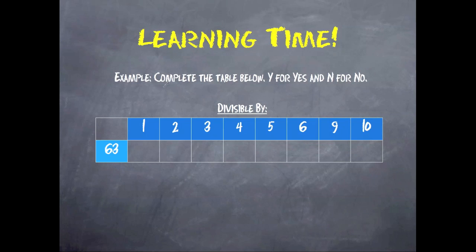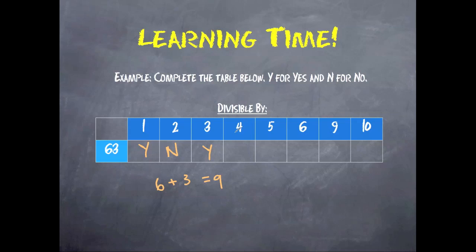So, time to do an example. So for our example, we need to complete the table below and put a Y for yes and an N for no if the numbers here can divide into 63. So first we check, is 63 divisible by 1? Answer is yes, because all numbers are divisible by 1. Then we have to check if it's divisible by 2. Since 63 is not an even number, then the answer is no. For 3, we have to add 6 plus 3, and we get 9. And since 9 can be divided by 3, then 63 can be divided by 3.